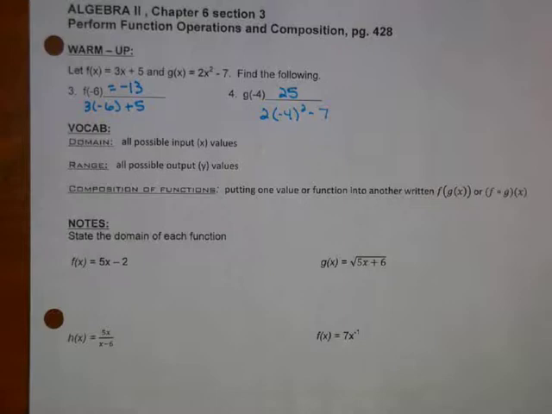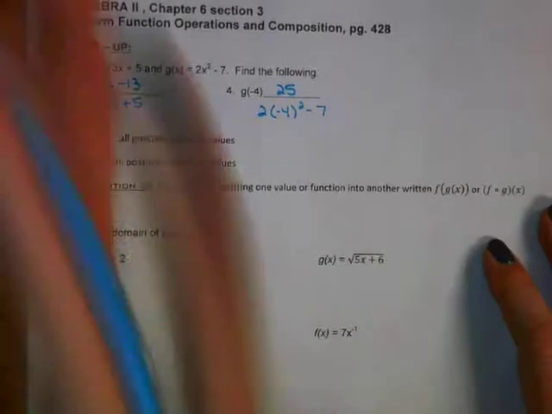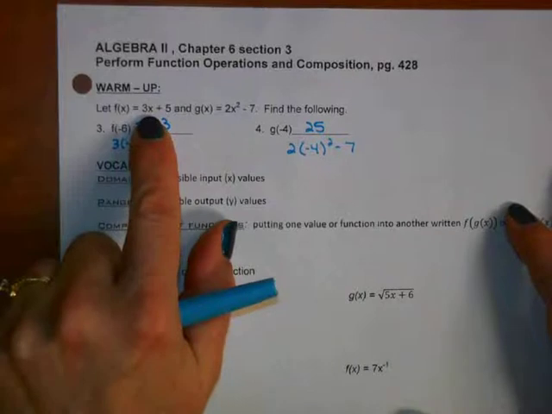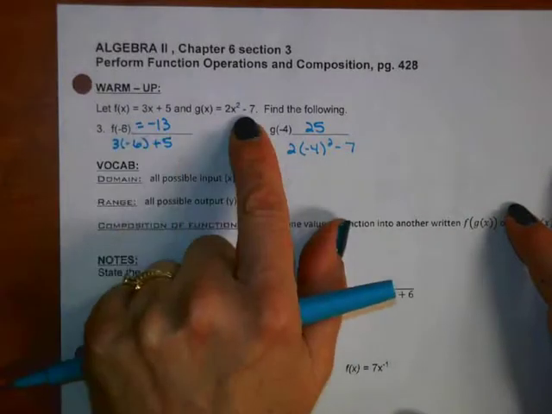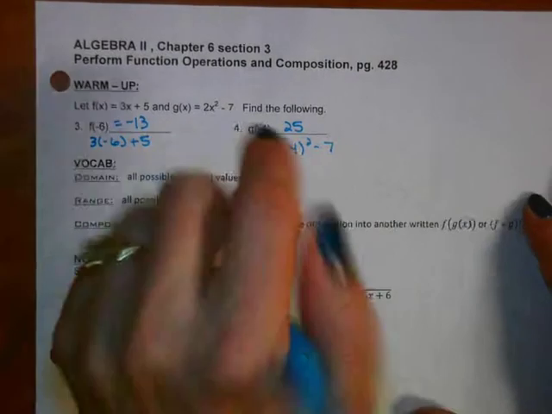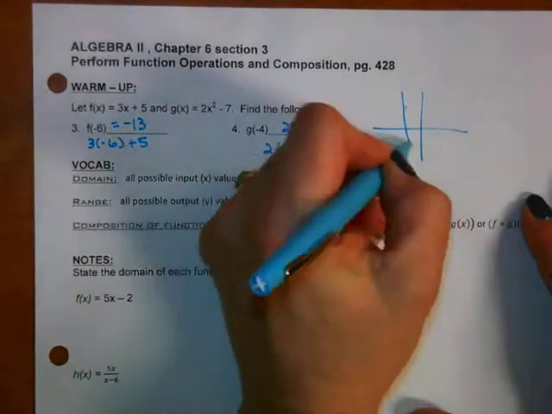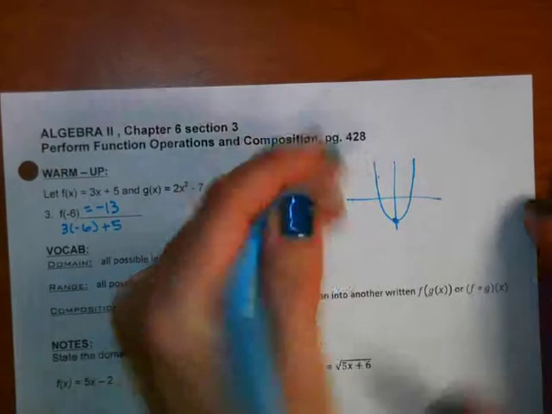Domain is all the possible x values that could go into a function. Anything can go into this function. There's no limitations. If I were to graph that, it would look something like this. And these just keep going forever, don't they?